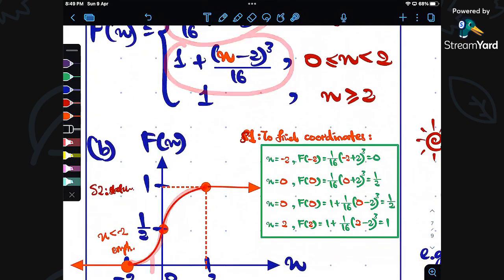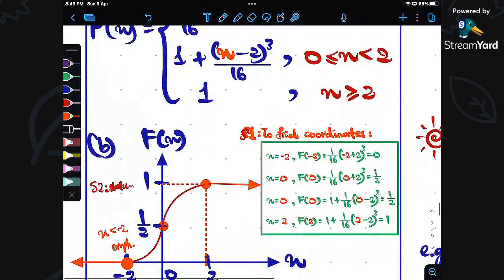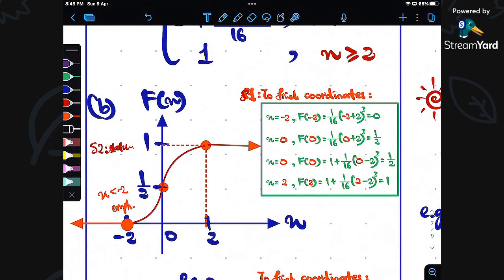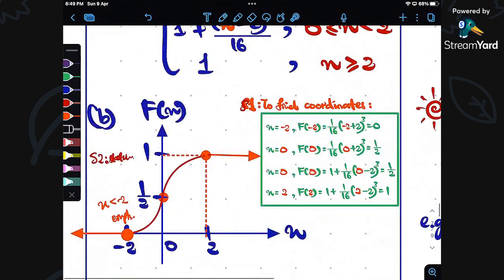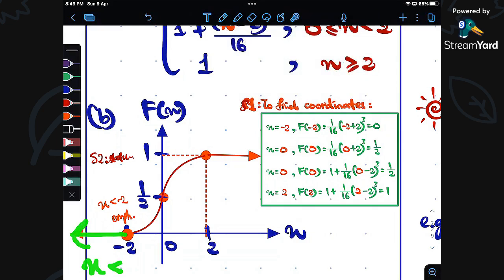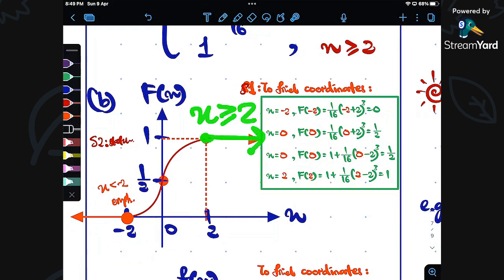Either you try and error or you discover it yourself. I leave this for you to think about. All I want you to make sure is that you make a full sketch of the graph. Make sure you do this x less than -2, draw the arrow to the left, and then for x more than or equal to 2, make sure you draw the arrow to the right.